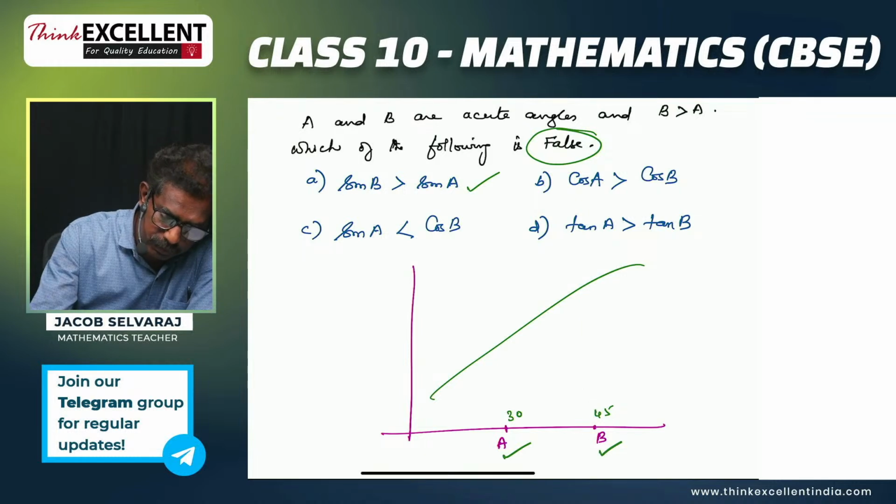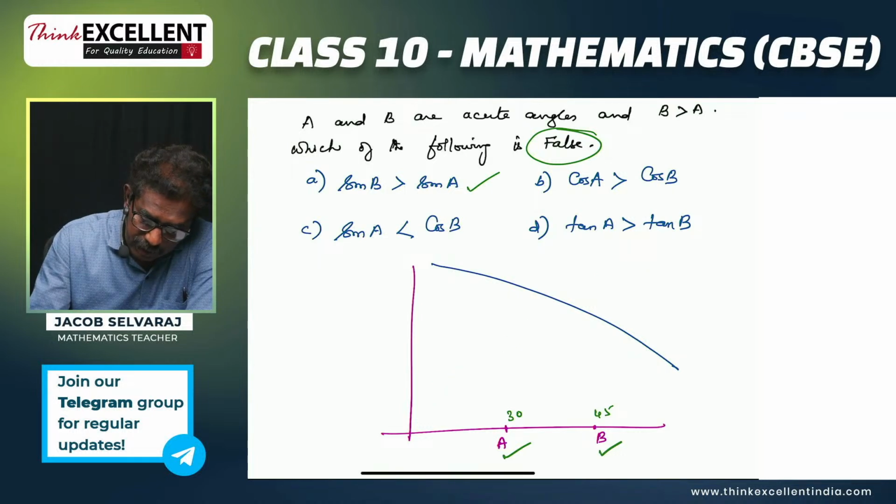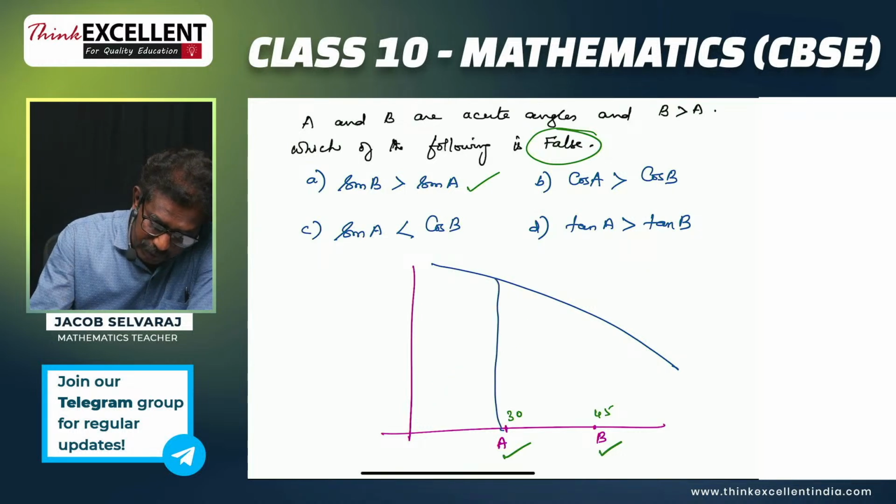Take cos. I am taking another diagram. See, cos function is decreasing, you know that, right? So cos 30 will be this one. Cos 30 is more. Cos 45 is small.